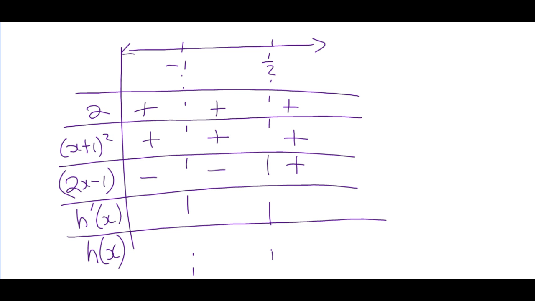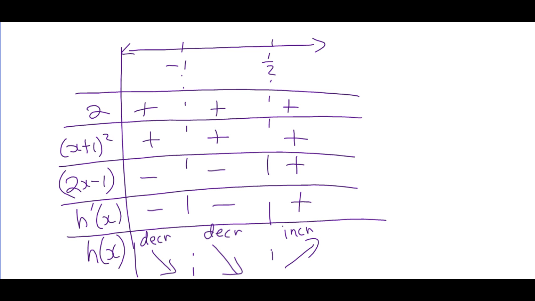Okay, so then what's the derivative going to be? Well, we've got a positive times a positive times a negative. The derivative will be negative. That tells us that it is decreasing in that interval, going down to the right. We have a positive times a negative, which is a negative. That tells us that it's decreasing in this interval. And we got a positive times a positive times a positive, which is positive. And that tells us that it's increasing in this interval.